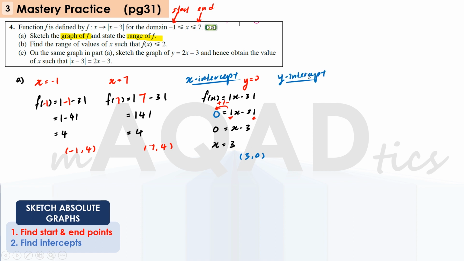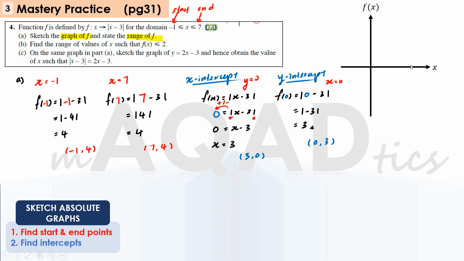For the y-intercept, x equals 0, so we just substitute x with 0 inside this function, and we get our answer. Again, the negative, because of the modulus, we remove it, so our answer is positive 3. Now we have all four of these points. We can use this graph, plot the points, and join them to form our modulus graph. You can see it is a V shape.